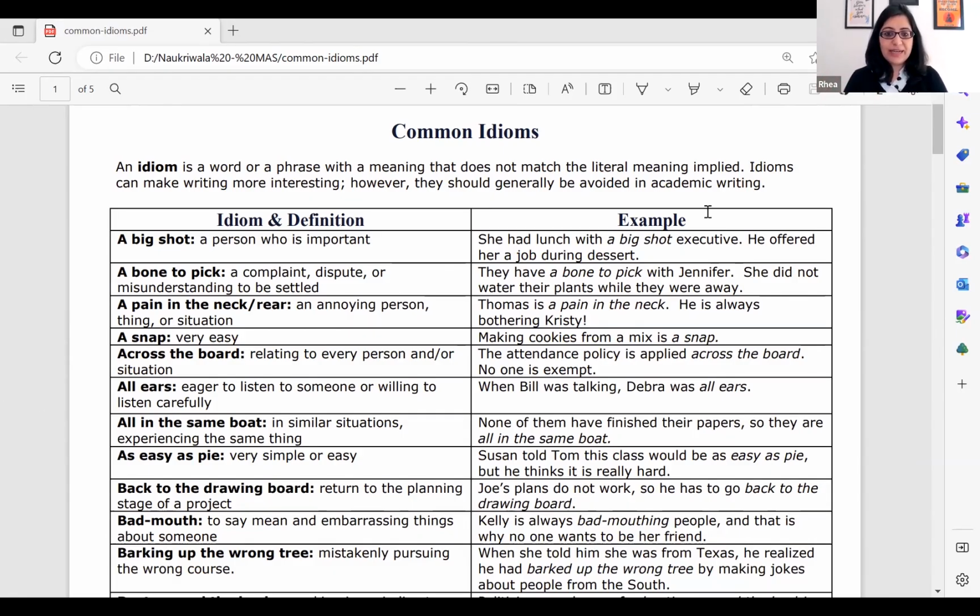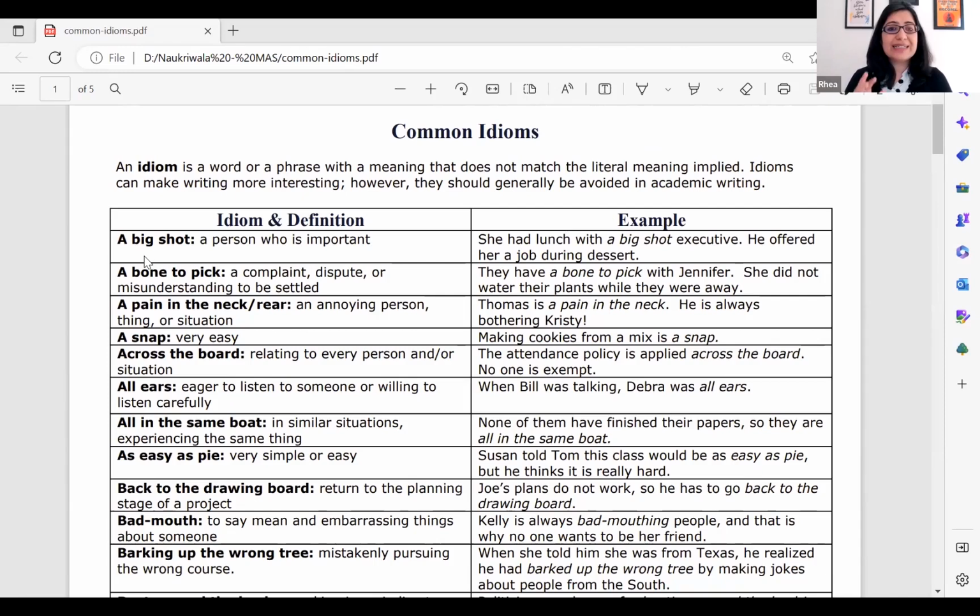All right, so let's go ahead and understand certain idioms. The best part is I'm going to walk you through certain sentences as well so that you get the context. Let's go ahead and get started.